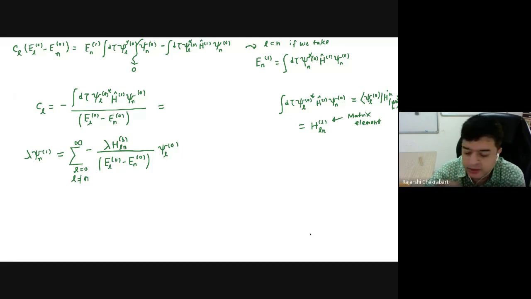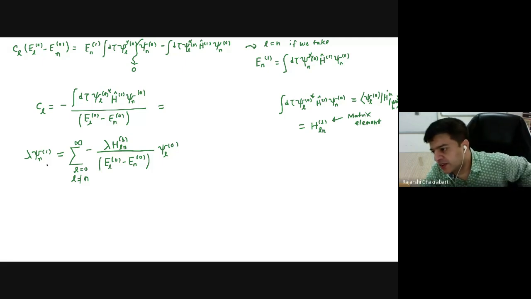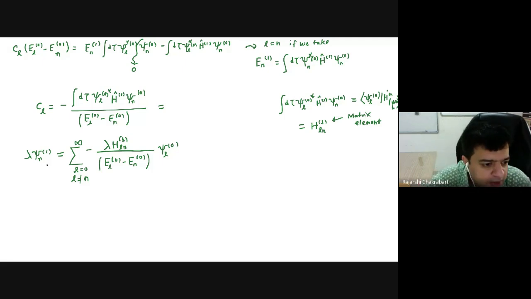Welcome. Now this is exactly what I had, the first order correction to the wave function. The idea is as follows: the first order correction to the wave function is a linear combination of all the zero order eigenfunctions, isn't it? N stands for the nth eigenstate, so this is a first order correction to the nth eigenstate. And this is exactly what I received, because you have to multiply with lambda in order to get the amount of change. So we will start from here.